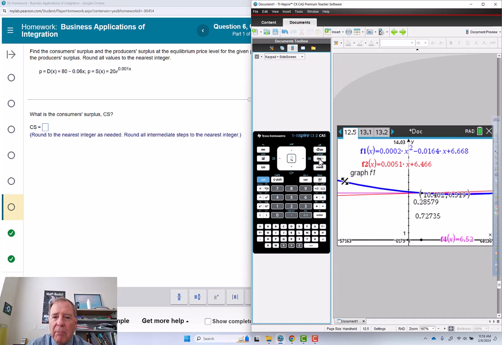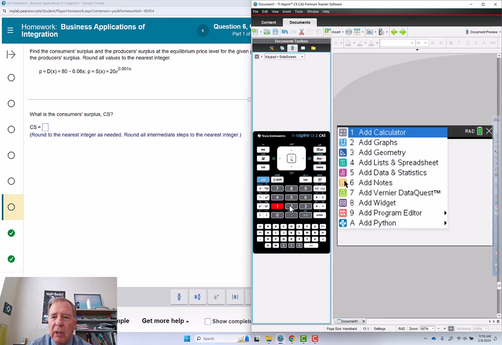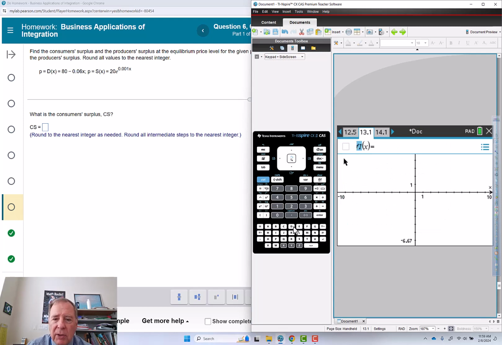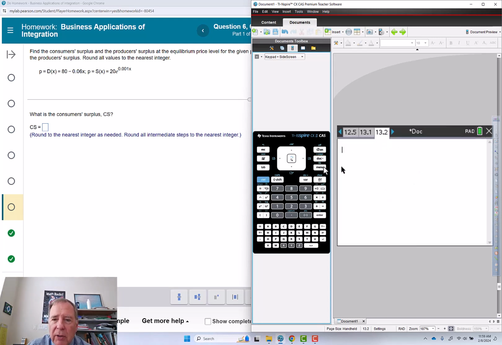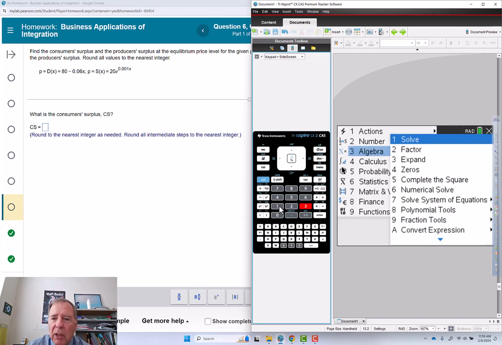So we have a linear demand function and an exponential supply function. We're going to start a new problem, doc 412 for a graph. Since this is supply and demand, I'm going to call this d of x for demand, 80 minus 0.06x. Then another function immediately, I'm going to call this s of x for supply, and that's going to be 20 times e to the power of 0.001x.